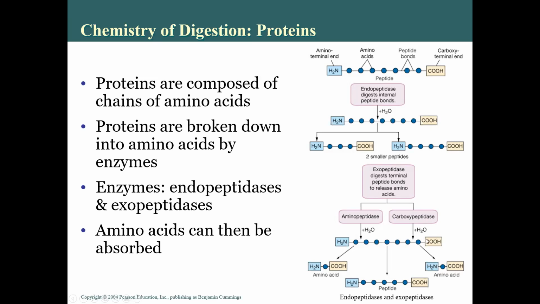But it is important to note that even large proteins can be absorbed, and this is what leads to food allergies. And I'll talk about how food allergies work here in just a moment.